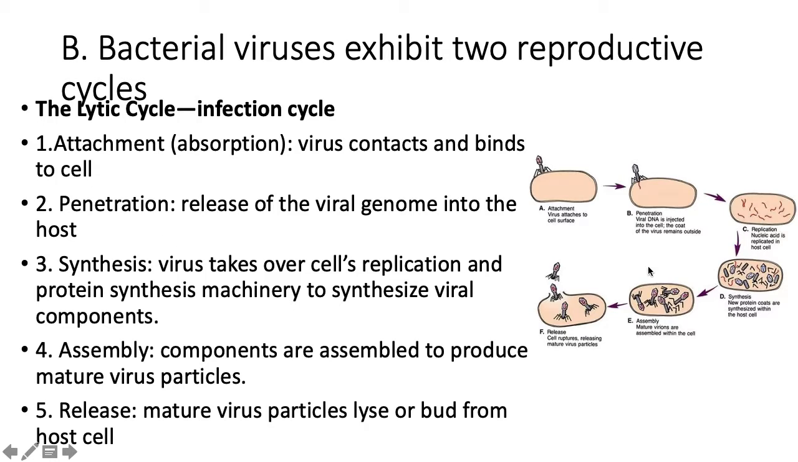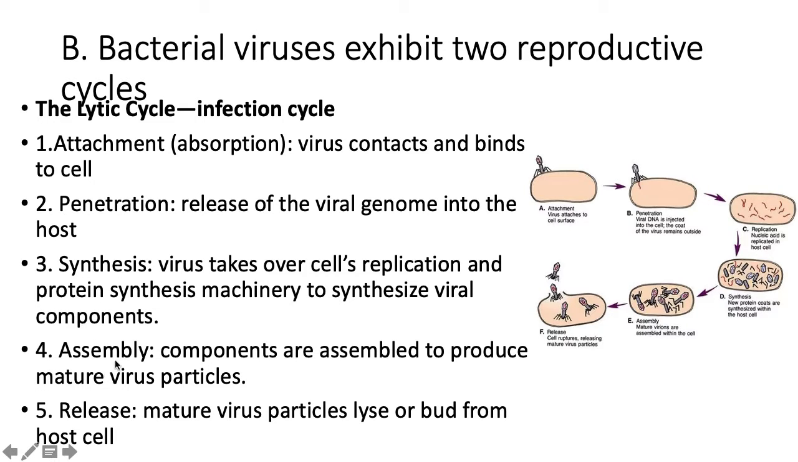So your book doesn't even talk about the replication stage. It jumps right into synthesis. So that viral genome gets replicated, and then we have a whole bunch of copies to make viral parts, which is the synthesis stage. So it will make capsids. If it's going to be a phage, it'll make that icosahedral head, the helical body, all those little legs and pins. So you make all the parts for that virus.